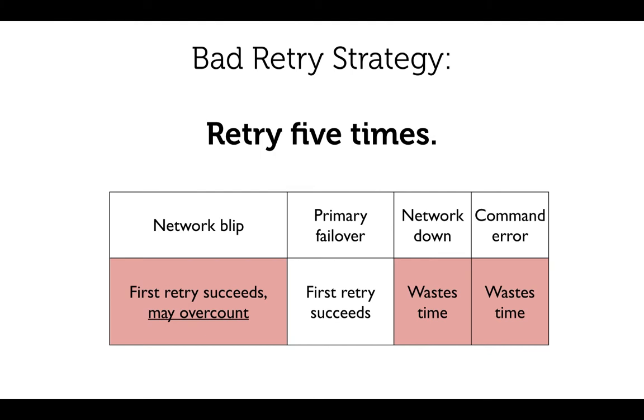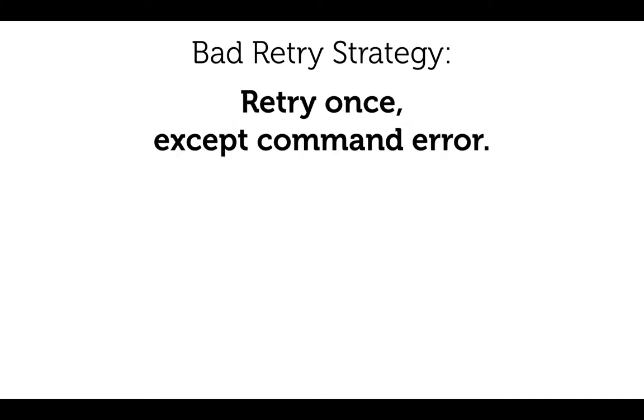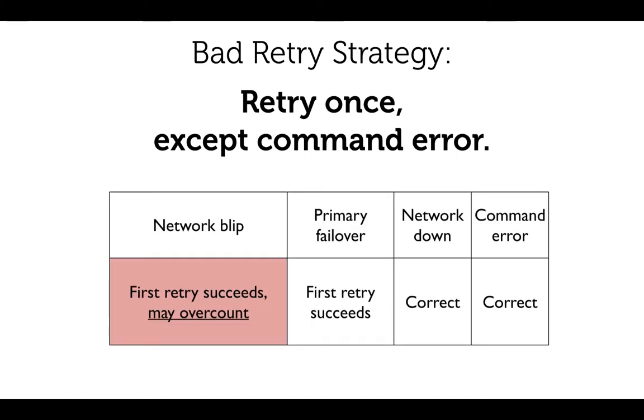So I've mentioned a few times that retrying only once will take advantage of the logic that the server discovery and monitoring spec describes in all of the drivers. So maybe we should do that, but only if we get network errors or failovers, not for command errors, which we know are not transient. So let's see how that performs. If we retry once except for command errors, we've still got the problem with network blips where if the first message was processed but we couldn't read the response, then the second message will cause an overcount.